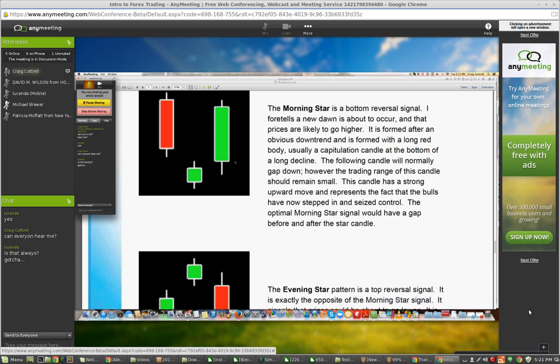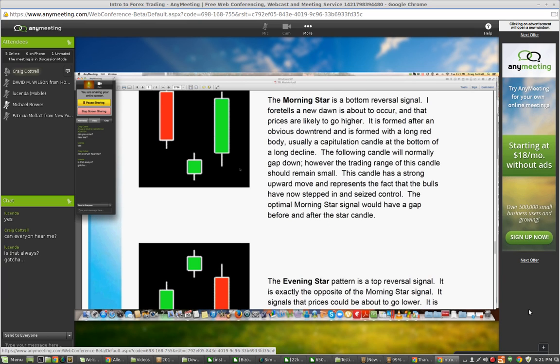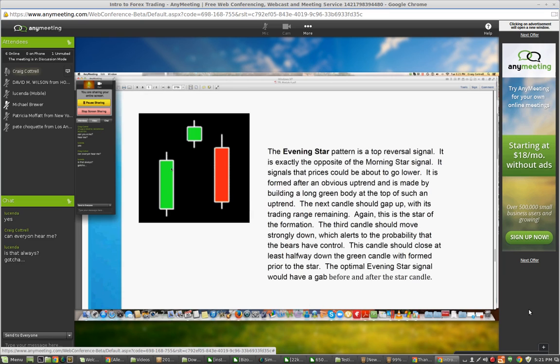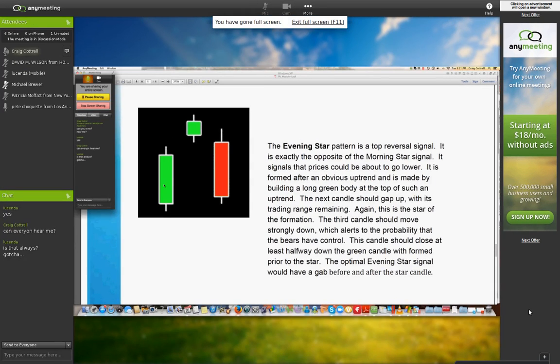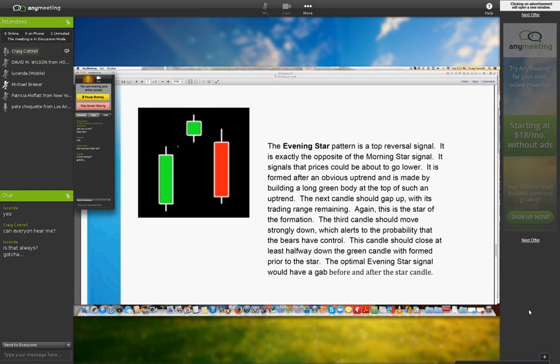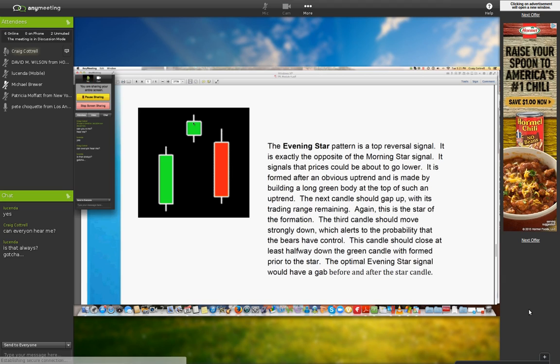Now, the evening star, well, that is a reversal sign as well. Here we have a green candle moving up nicely, nice little uptrend. Then we have an evening star come out. Looks very similar to the morning star. Small body, small wicks.